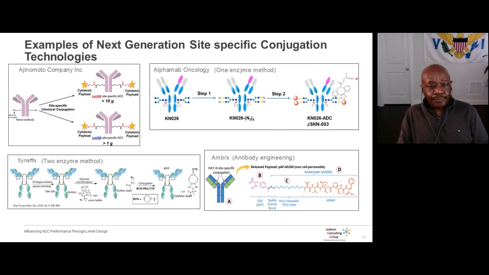With regards to AlphaMab, their technology is using a one-enzyme methodology relative to the two-enzyme methodology that you see for Synaffix. Both are using modifications of carbohydrates to elicit their site-specific conjugation technology. And the last one, as I mentioned before, is Ambrx's technology. We're using incorporation of non-natural amino acids using a stable oxime bond.